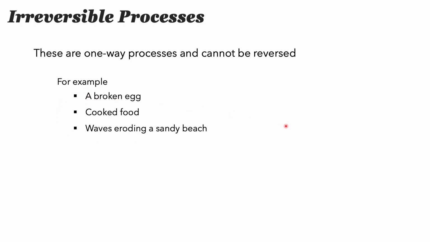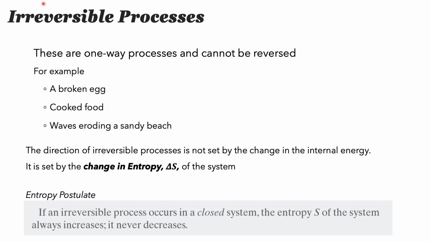A broken egg cannot be placed back into its shell and brought back to its original state, and cooked food cannot be uncooked. Okay, the direction of these irreversible processes is not actually set by the change in internal energy, but by the change in entropy. Entropy is represented with S, and the change in entropy is represented with delta S. What is entropy? It is defined as the degree of disorder of a system.